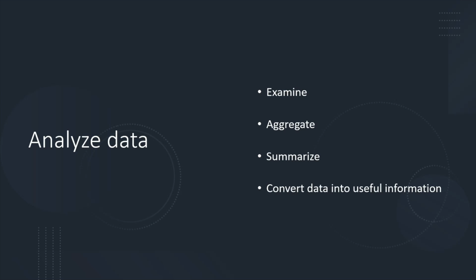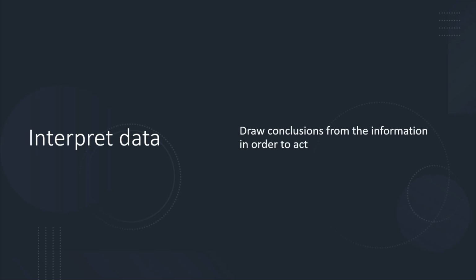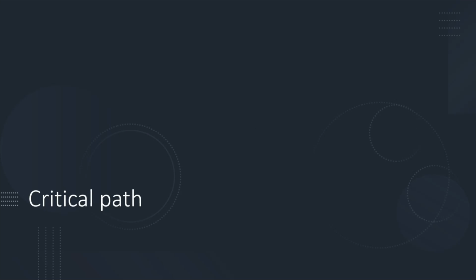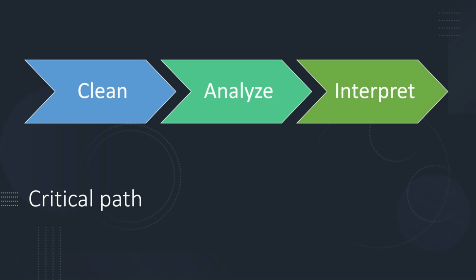And once we have it in a useful form, well, then we can interpret our data. And the whole point of doing data analysis is so we can draw conclusions from the information that we have in order to act. And this implies an overall critical path with respect to data analysis. We clean the data, we analyze the data, and we interpret the data so we can make a decision.